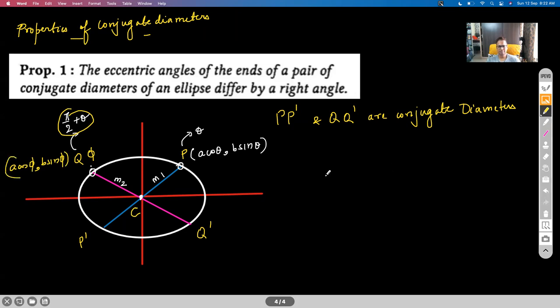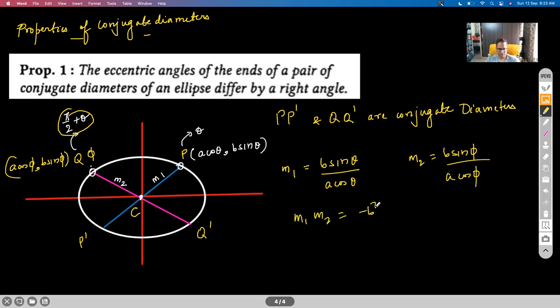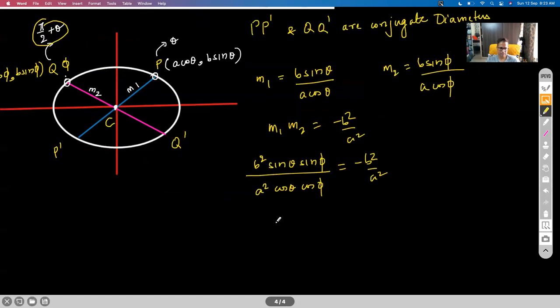Okay. Now, a simple concept I can use: the slope of CP is M1, which is B sine theta by A cos theta, because C is at the origin. M2 is similarly B sine phi by A cos phi. And you already know that M1 M2 is minus B square by A square. So M1 M2 will be B square sine theta sine phi by A square cos theta cos phi. This is minus B square by A square. Okay. In other words, you get tan theta tan phi is minus one.